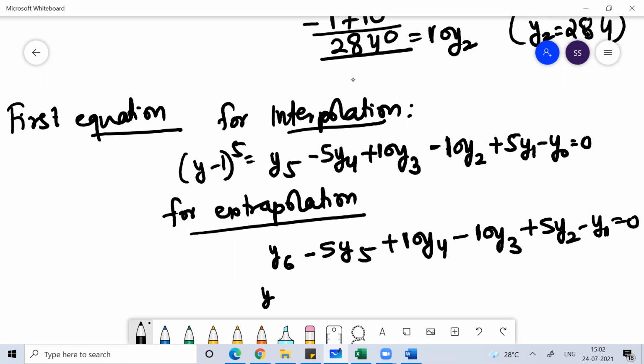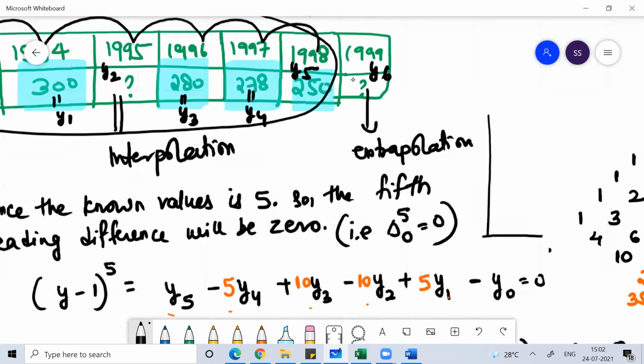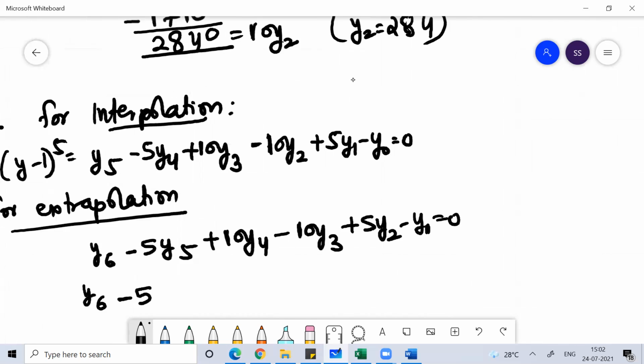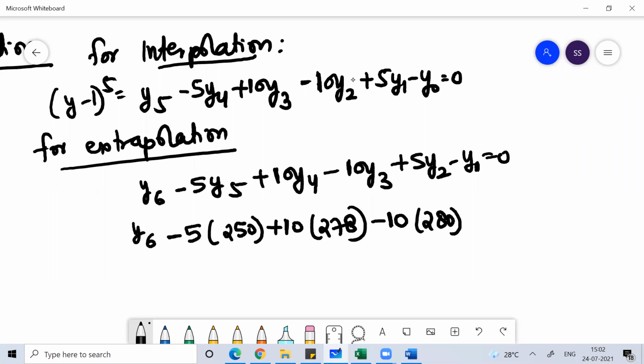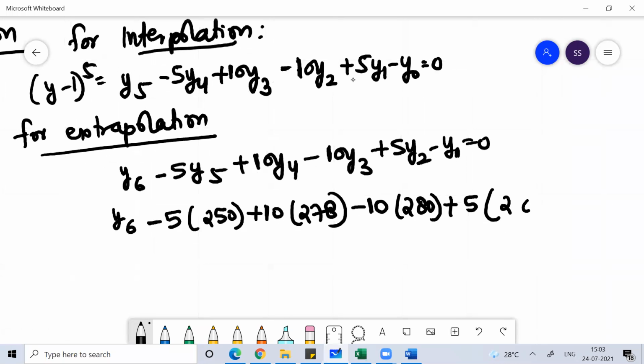This is extrapolation; y6 you want to find. Minus 5y5, y5 is 250, plus 10 times y4, y4 is 278, then minus 10 times y3, y3 is 280, plus 5 times y2, the y2 you found just now is 284, minus y1, y1 is 300, is equal to 0.